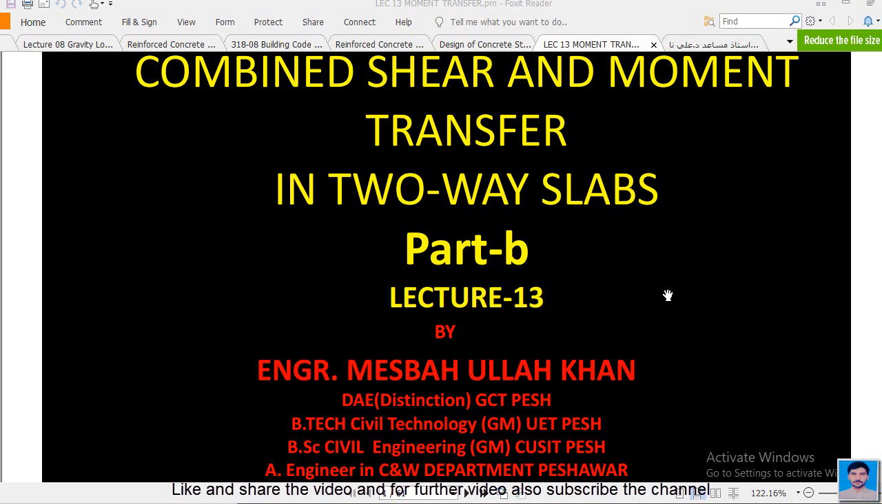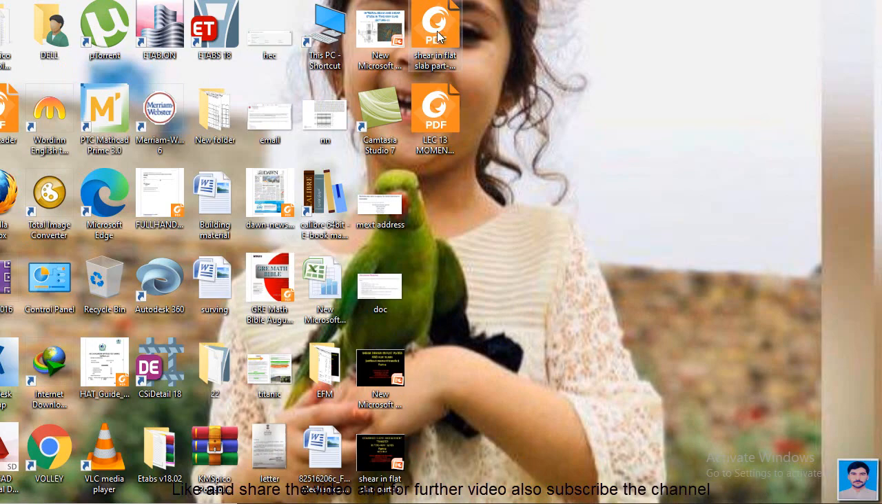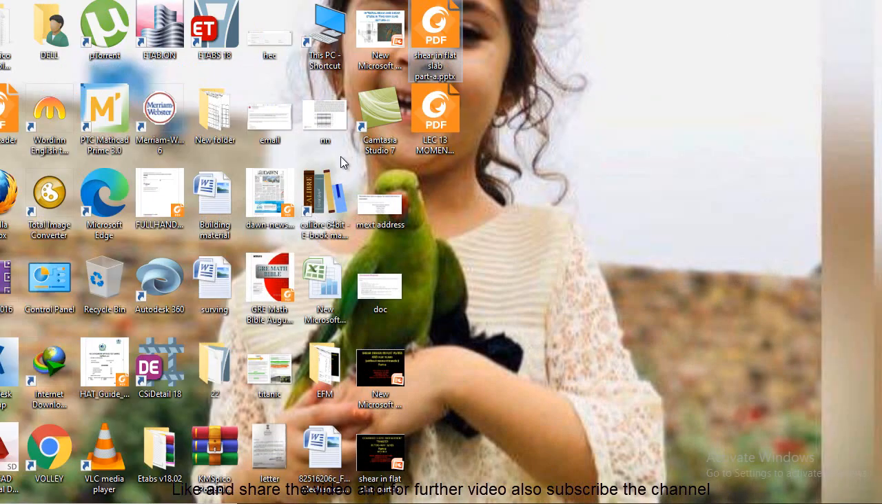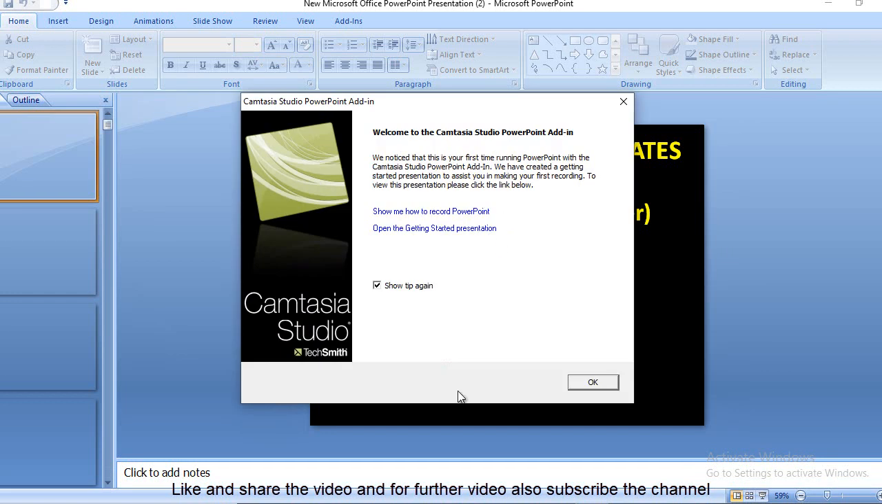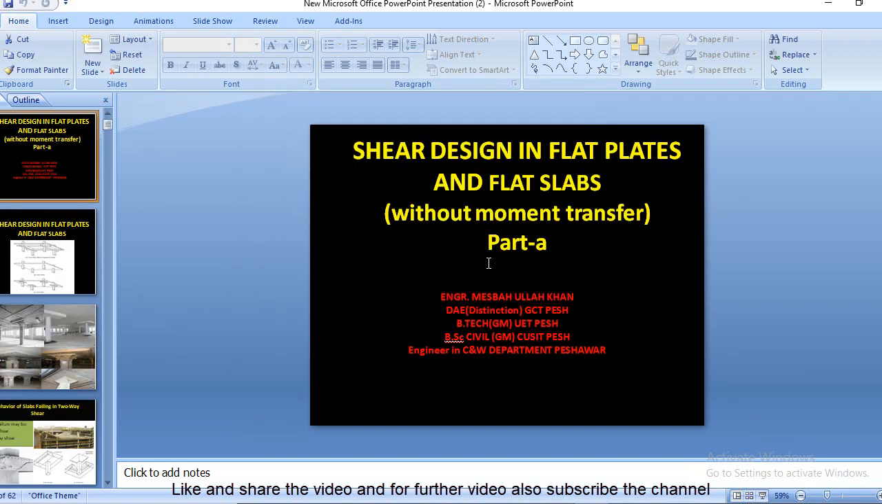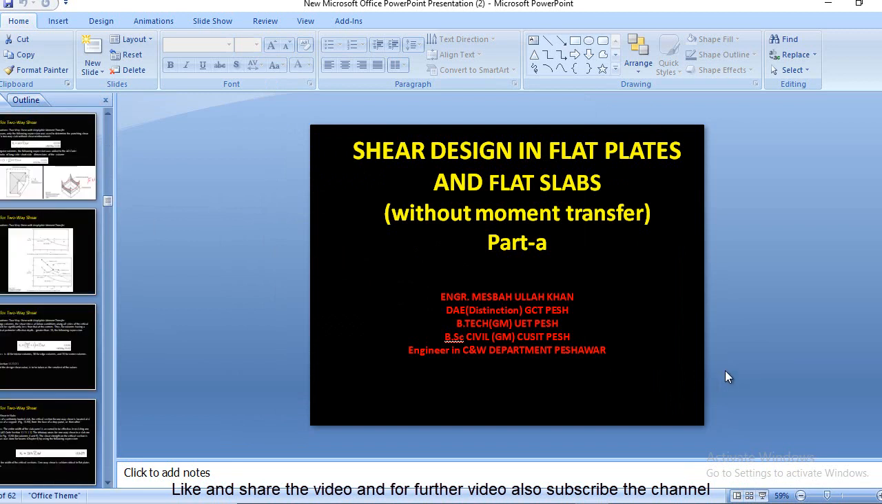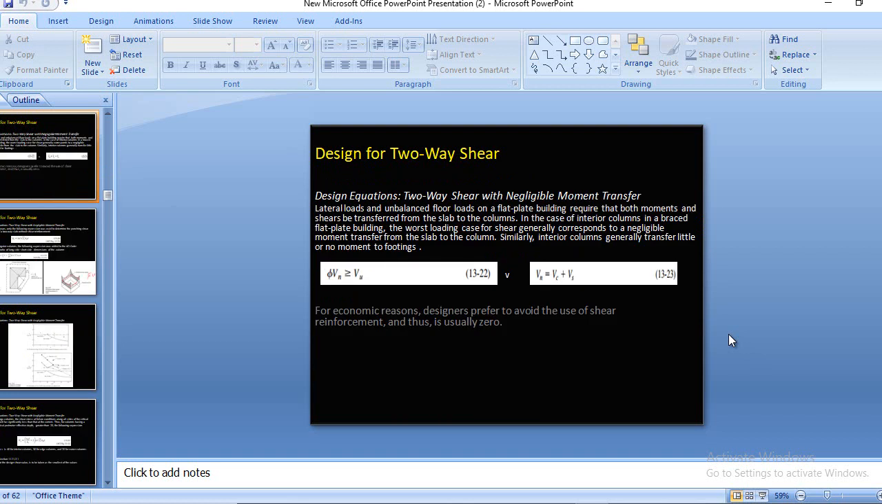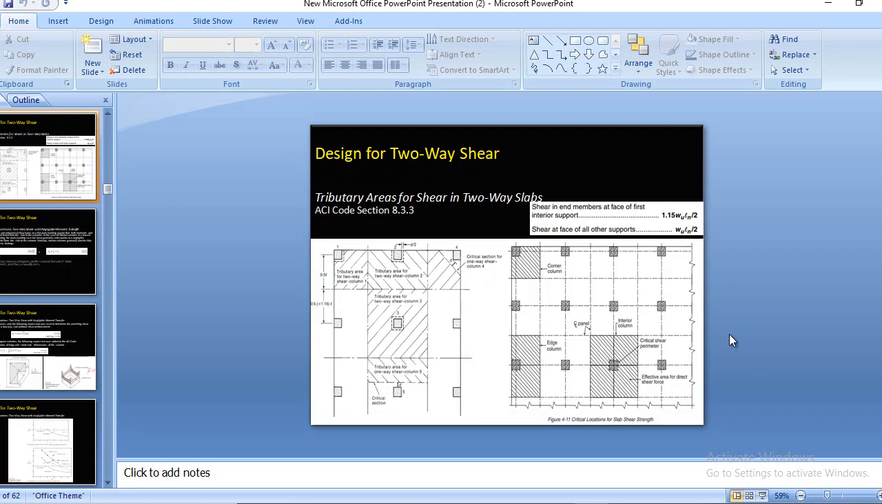Students, as we started in lecture number 11 and lecture number 12, in those lectures we covered the shear design of a flat slab system. You saw the thorough explanation of what shear reinforcement is and what different kinds of arrangement we provide in a flat slab system when shear reinforcement is needed.